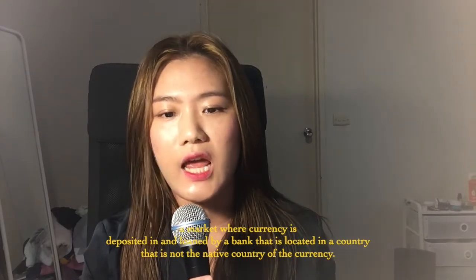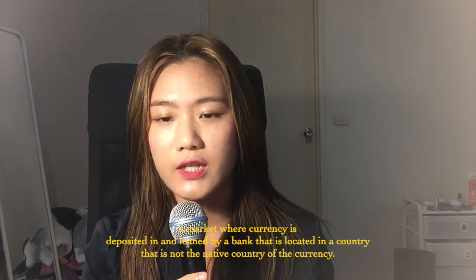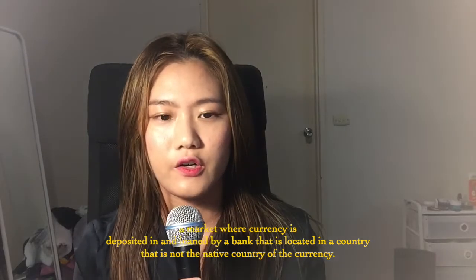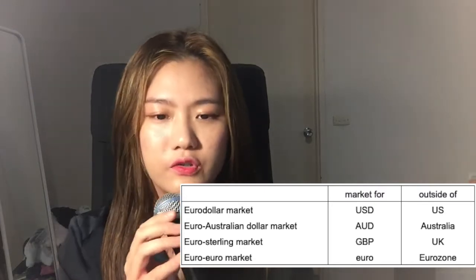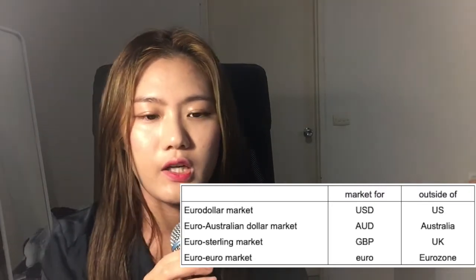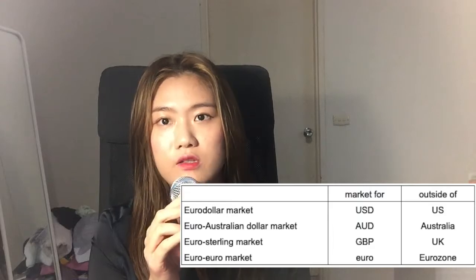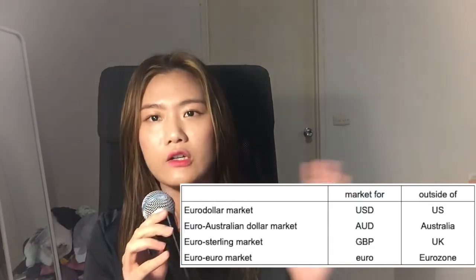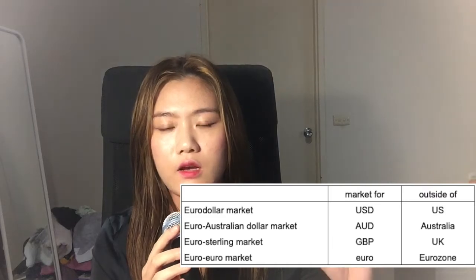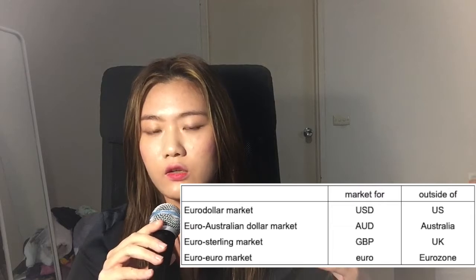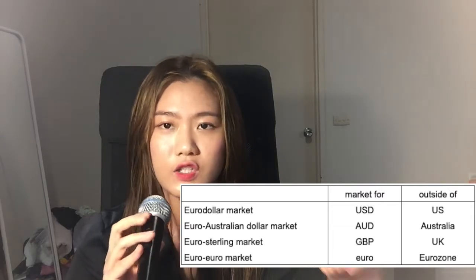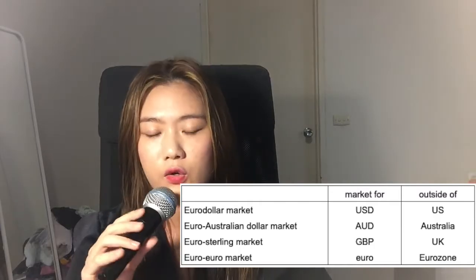This Euro currency market is a market where currency is deposited in and loaned by a bank that is located in a country that is not the native country of the currency. So for example, the market for US dollar will be outside of the US. For Euro Australian dollar, the market for Australian dollar would be outside of Australia. So if I deposited US dollar in a bank, then the bank would be outside of the US. If I deposited Australian dollar in the Euro Australian dollar market, then that means I deposited Australian dollar in a bank that is outside of Australia. And these banks are called Euro banks.